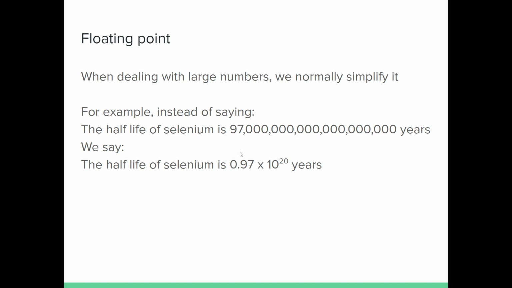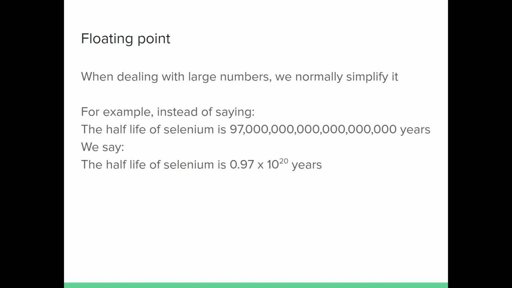So in a science textbook, you would never normally see sentences such as the half-life of selenium is 97 quintillion, whatever this number is, quintillion, sextillion, I don't know, this many years. They would never write out all these zeros. What you would see is the scientific notation where you take a decimal number and you multiply it by 10 to a certain power. And that represents how many decimal places that point here, the decimal point, has been shifted.